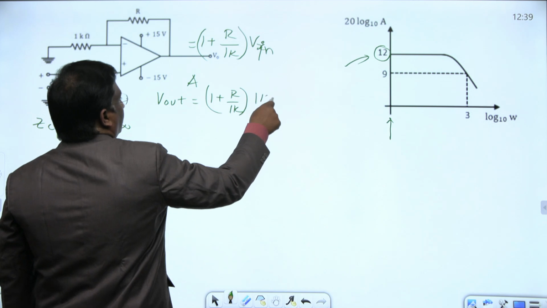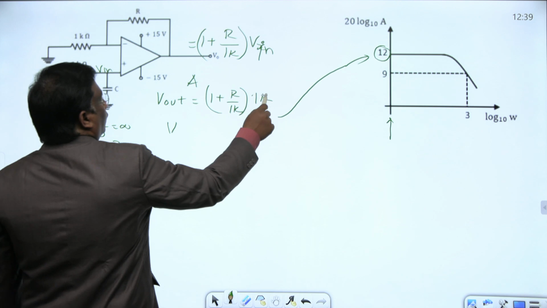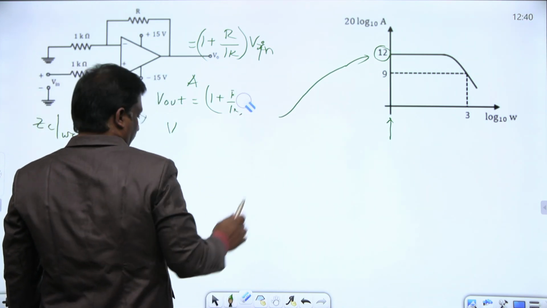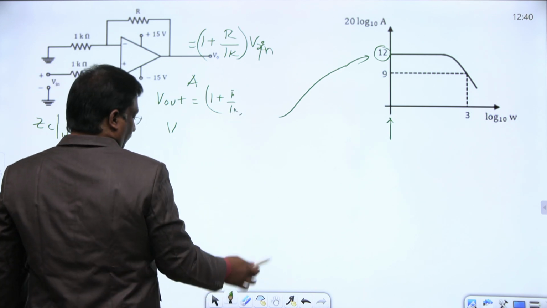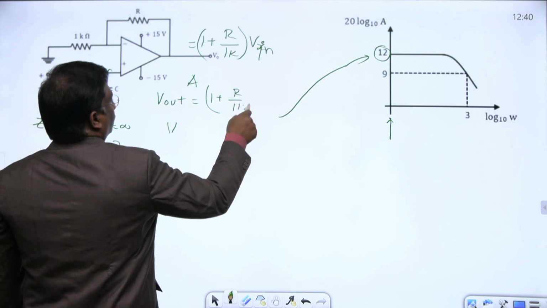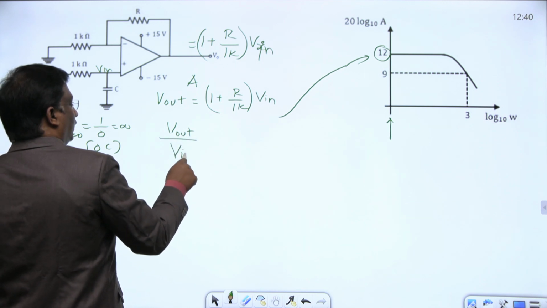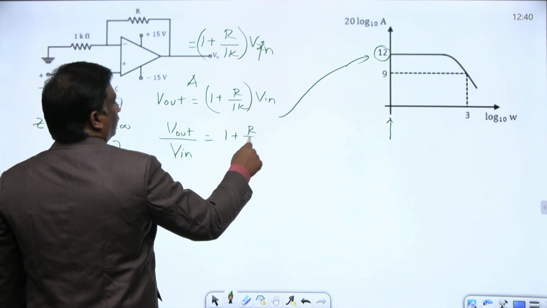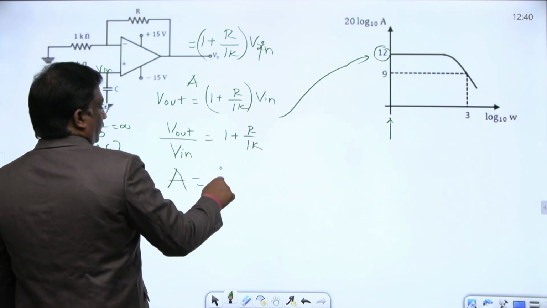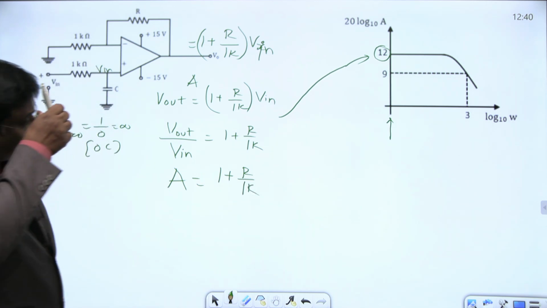So Vout equals 1 plus R by 1k into Vin. At this low frequency, gain Vout by Vin, what is this Vout by Vin? This is R by 1k into Vin. Then Vout by Vin equals 1 plus R by 1k. We require this information. This is the gain A, 1 plus R by 1k. And this is the gain at low frequency.